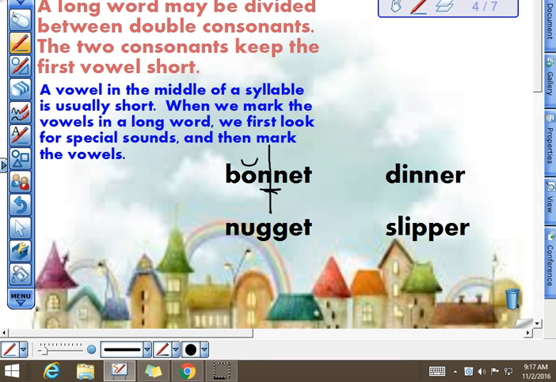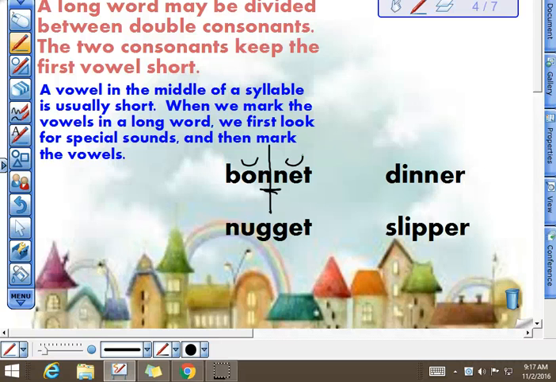But then we have what word at the end of this? Net. What is that E doing? Is it long, short, or is it a special sound? It's short. Thank you. So this is the word, bonnet.